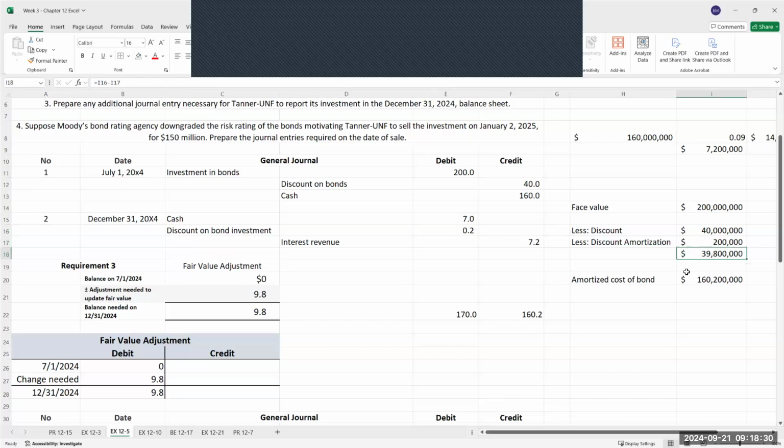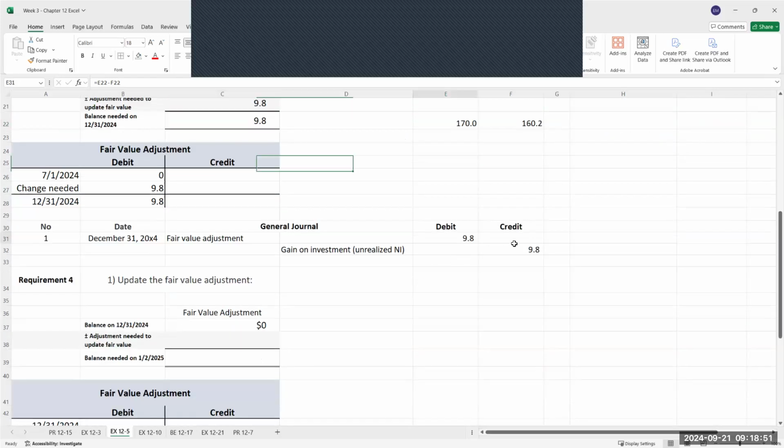So the net amount was $39,800,000. So the amortized cost of the bond is 160,200,000. So we get the difference between the two. And because it is a trading security, we account for the changes in fair value through net income. Therefore, the ending balance needed to be 9.8. Hence, that is how we made our calculation.